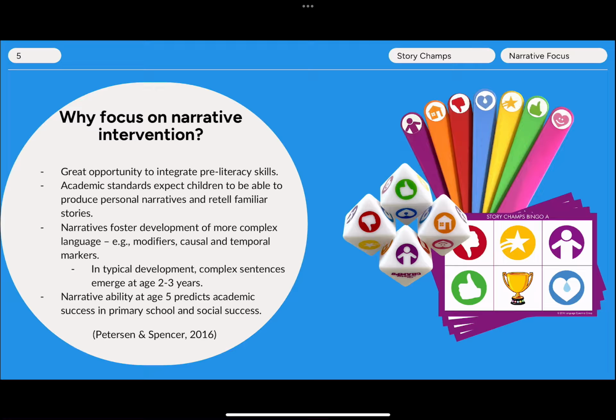Narratives foster more complex language, and in typical development, complex sentences emerge at age 2 to 3 years. So we're really wanting to make sure we have these at this age. And then narrative ability at age 5 predicts future academic success in primary school and in social success. So this is a big important thing to focus on in these early years.